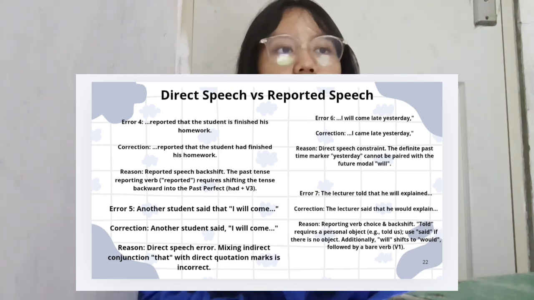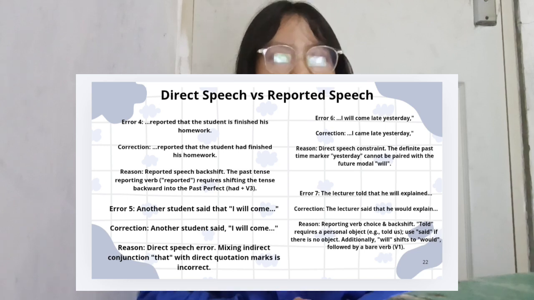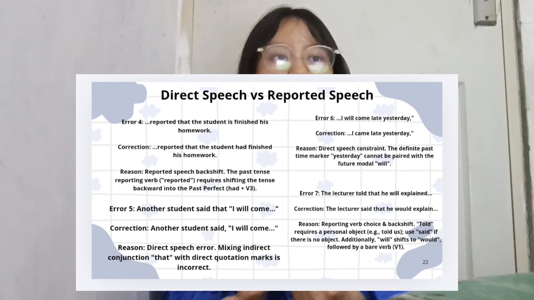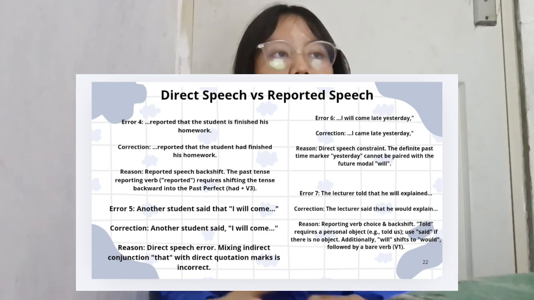Error 5: Another student said that, 'I will come.' Correction: Another student said, 'I will come.' Reason: Direct speech error. Mixing the indirect conjunction 'that' with direct quotation marks is incorrect.